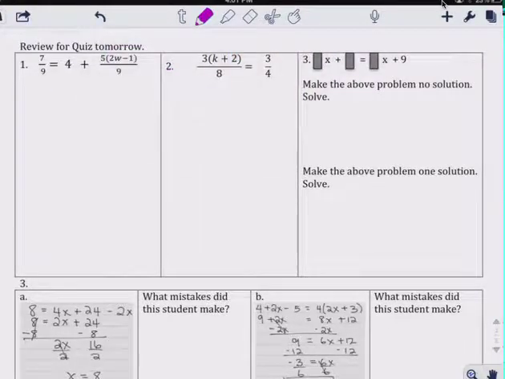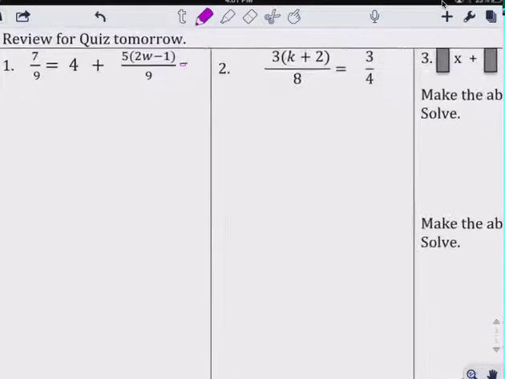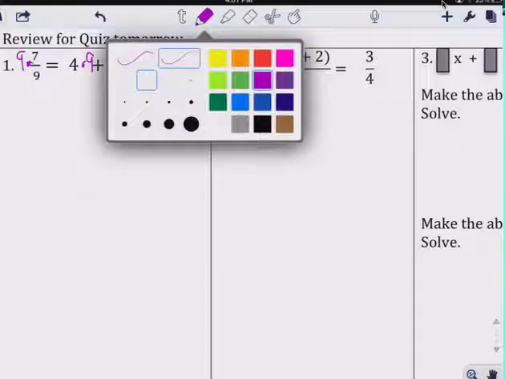The least common denominator here is 9. So you multiply all by 9, 9 here, times 9 here, times 9 here. Okay? You did that? Did you?